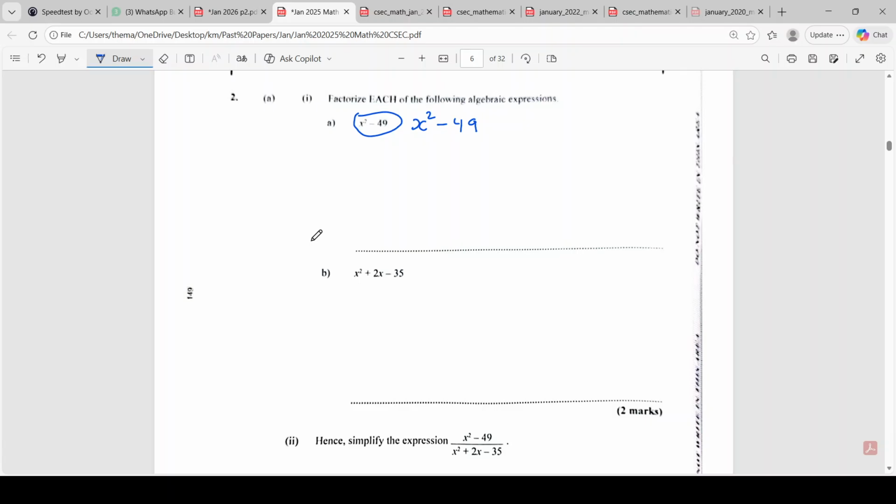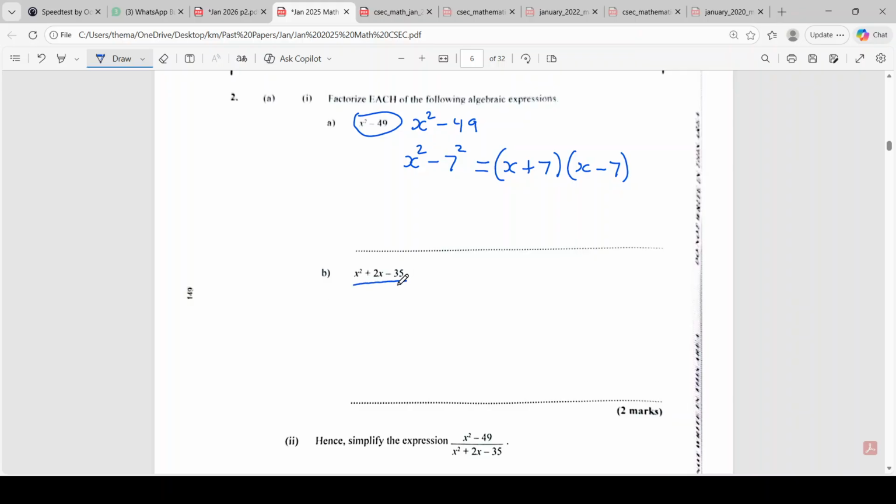So question 2A1, this is January 2025. Factorize each of the following algebraic expressions. We have a square term, take away. This term is a square number. If you want to rewrite it, you could rewrite it as x squared minus 7 squared. Once we see it in that form, there's the first term plus the second term, by the first term take away the second term. So that was the difference of two squares.